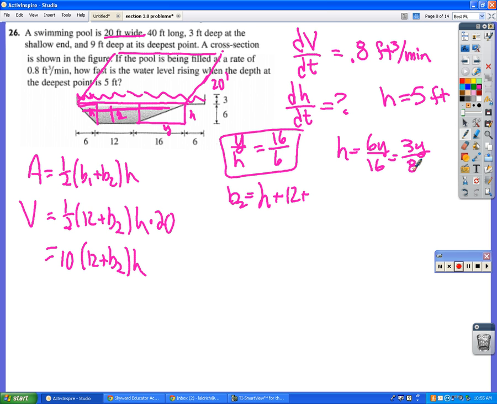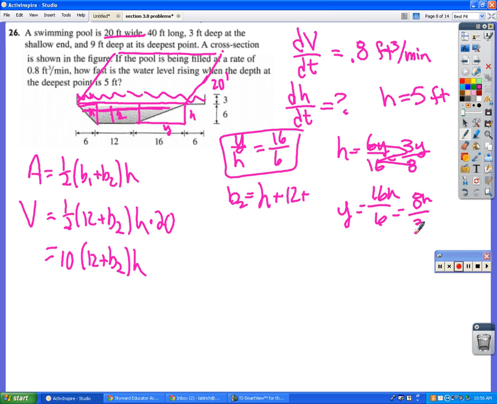I'm confused. I thought we didn't want to put it in a variable. Oh yeah, I don't want to solve for h, I want to solve for y, you're right. So y is equal to, if I cross multiply and divide, 16h over 6, or 8h over 3, okay?